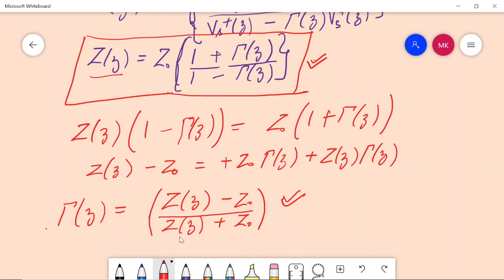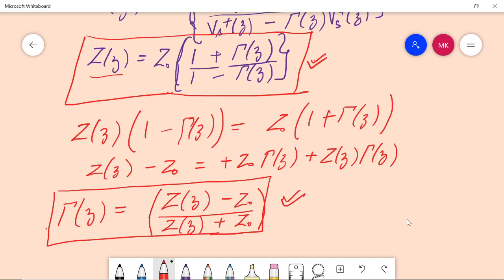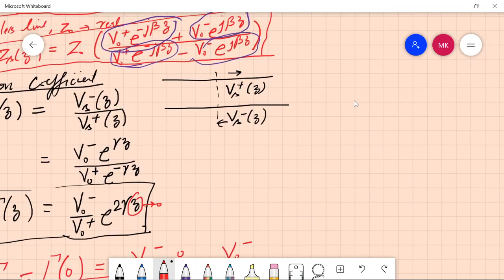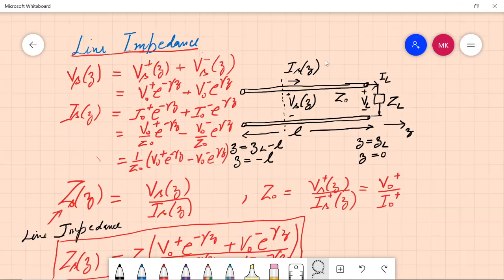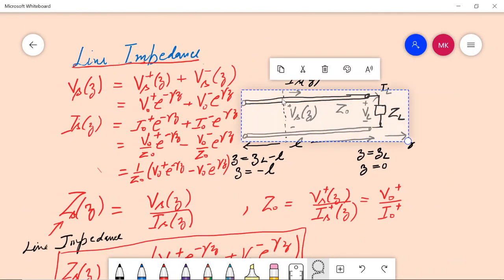So now we have the reflection coefficient and the line impedance related by these two expressions. This will be used later when we talk about the Smith chart, and that is very important. You should remember these expressions. Now take this figure again, and we select this equation.